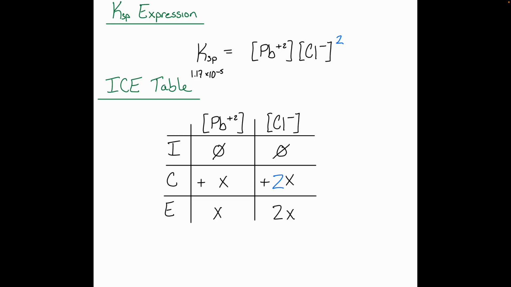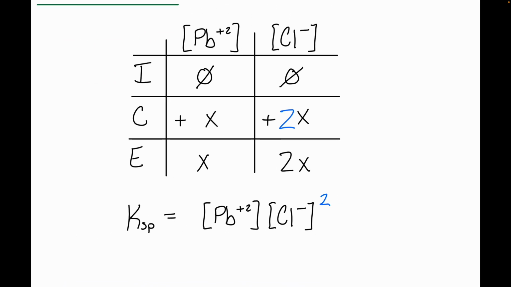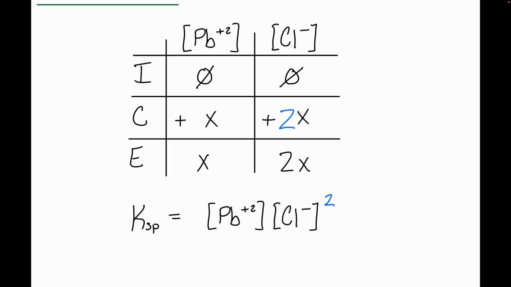All right, so remember, I'm going to take my KSP expression. We're going to insert that value that we looked up, 1.17 times 10 to the -5. This is going to be equal to my concentration of lead at equilibrium, x, times my concentration of chloride at equilibrium, 2x, and that 2x gets squared.